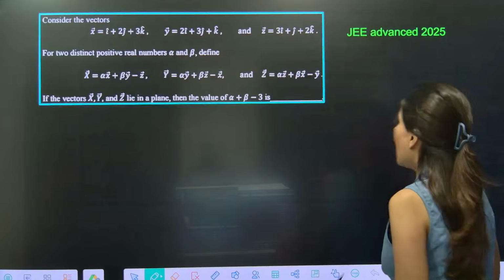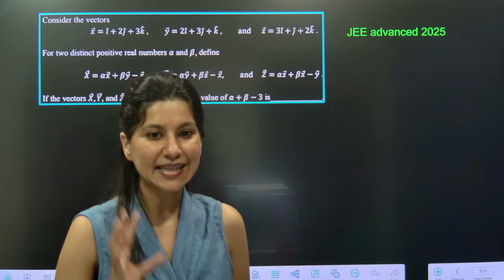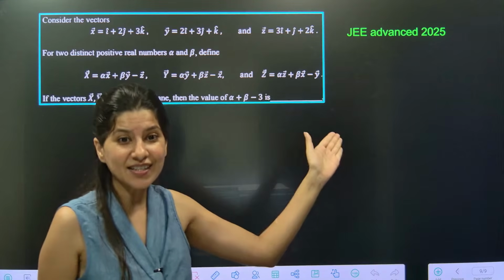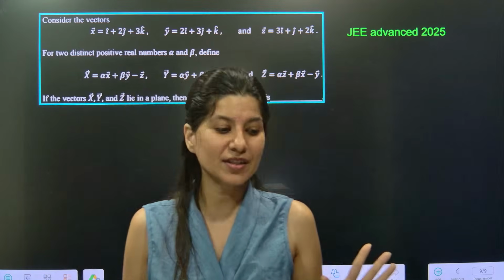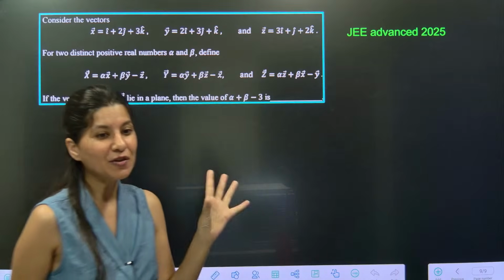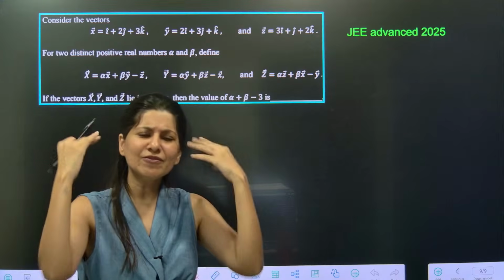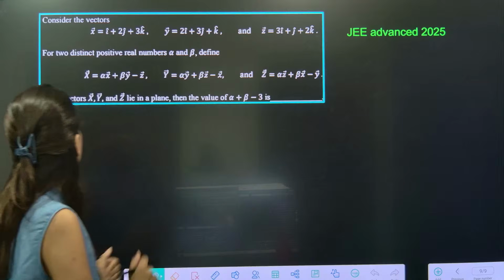Now this question is from JEE Advanced 2025. This is the second last question. JEE Advanced 2025 means your seniors wrote this question. Now you will see the beauty of this question. Just the basics. You don't need any God level concept, just the basics.